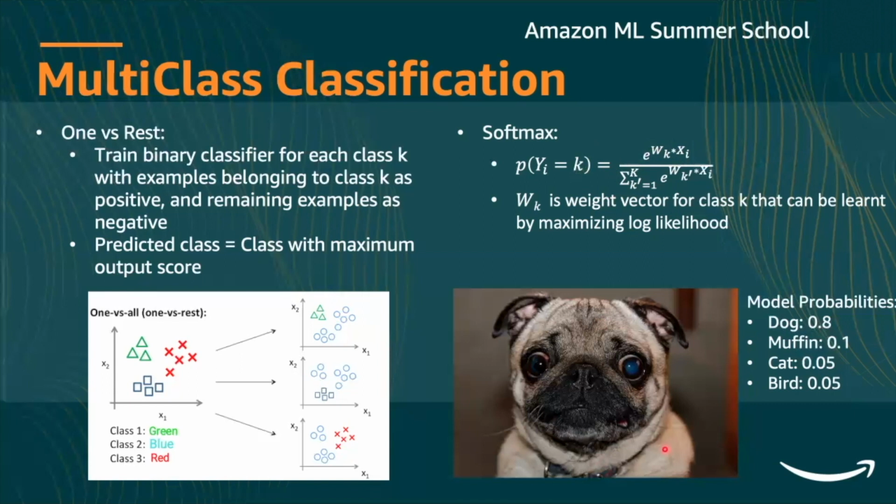Let's say this is the image of a dog. Let's pass this to a softmax classifier. The softmax classifier will give you probabilities: dog with probability 0.8, muffin with 0.1, cat with 0.05, and bird with 0.05. So wk means you'll have a w for dog, a different w for muffin, a different w for cat, and a different w for bird.